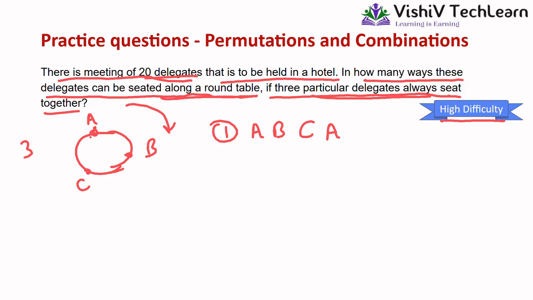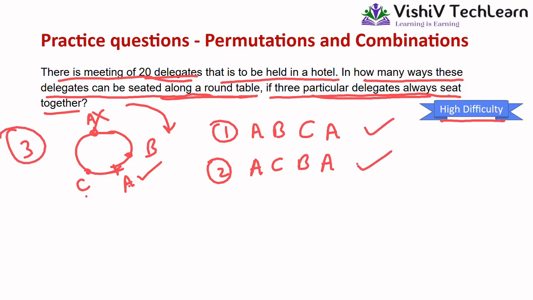Second way can be, we can have this A over here instead of this, and now the sequence is A, C, B, and again A. So if 3 delegates are there, we can have these 2 arrangements. There will be no third arrangement. If we keep this B between A and C, it will be again A, B, C, A, which is the first option. If we keep this C in between B and A, it will be again A, B, C, going clockwise.